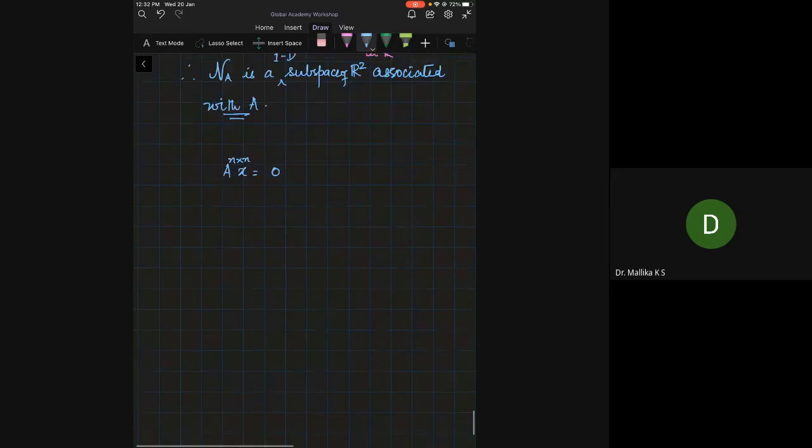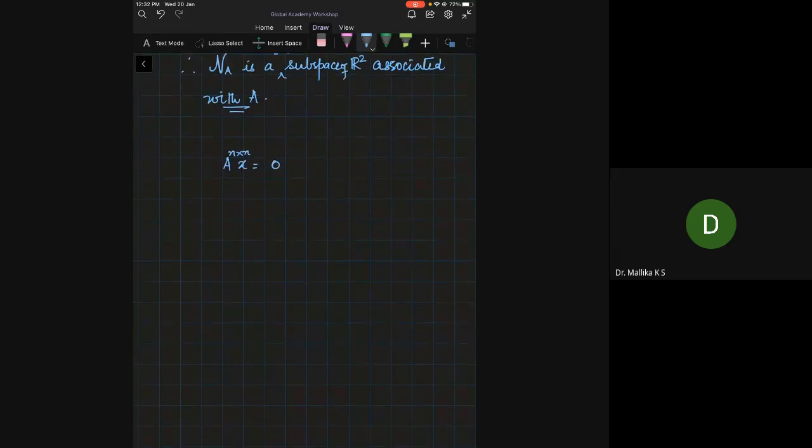If I take square matrices, what has this null space done? The set of solutions to, suppose I take Ax equal to B, and I look at Ax equal to 0. What does the solution to Ax equal to 0 mean? Set of solutions. That means null space of A. What has it done to entire R2?